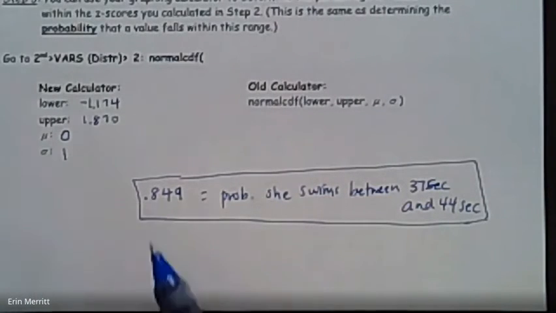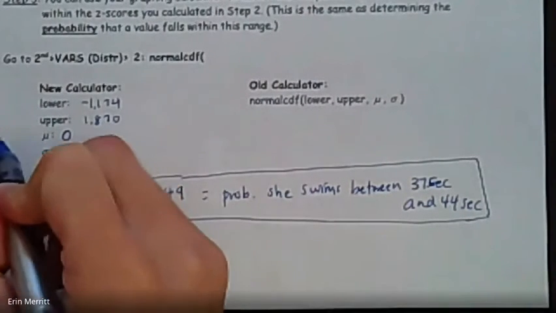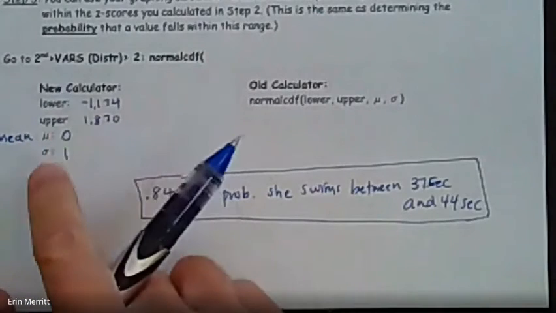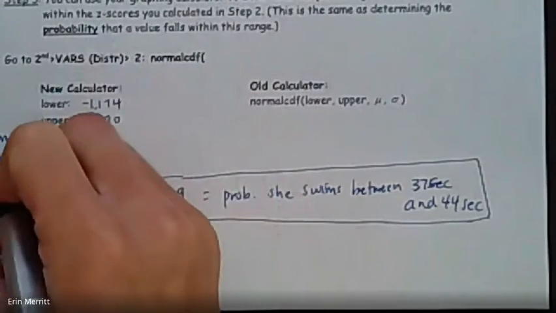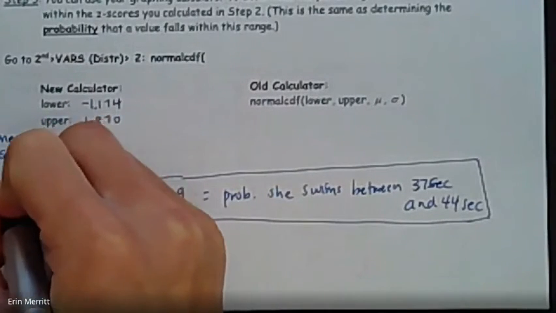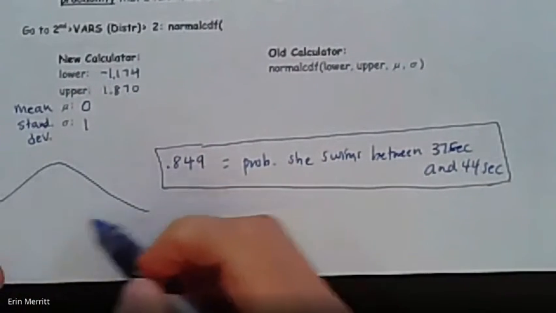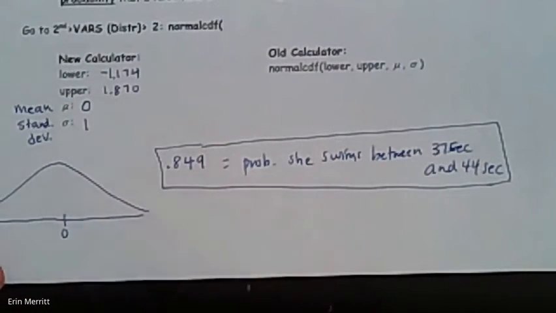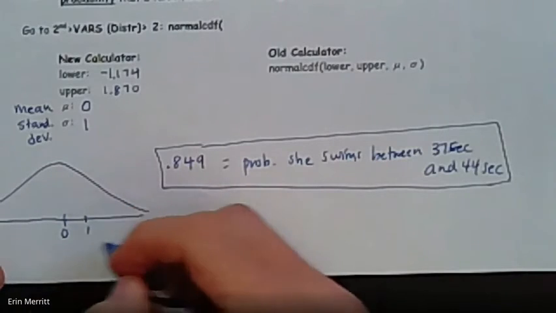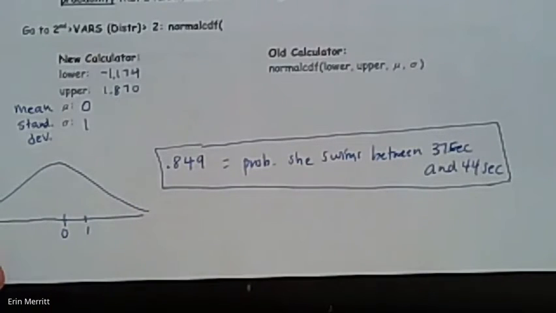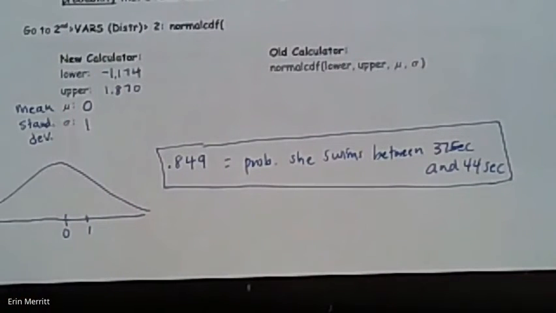As a little reminder, the mu, that's the mean. The sigma, that's your standard deviation. So when you bring it back to that normal curve, the mean is always the 0. The standard deviation is always the 1. So that's where it's coming from. All right, so you're going to keep that 0 and keep that 1.